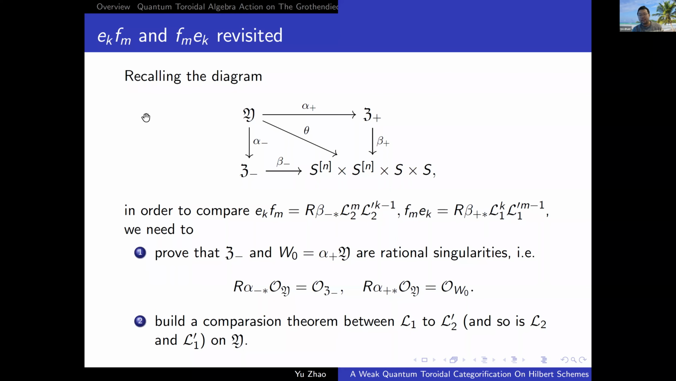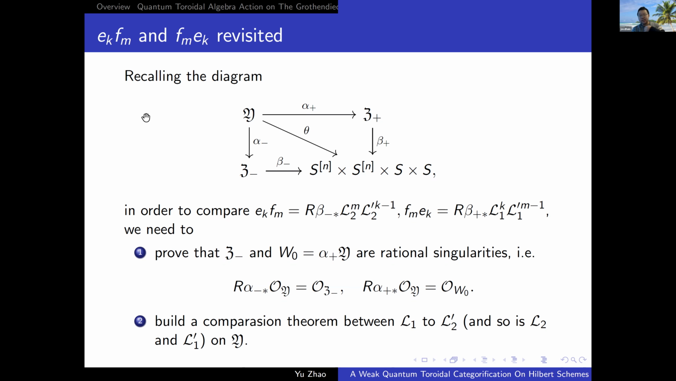First, the comparison of the plus, the minus, and the Y. Actually, what we need to prove is that the minus and W0, which we remember is the one reduced components of the plus, are actually rational singularities. Here we mean that the push forward of the structure sheaf is the structure sheaf, and the higher direct images vanish. So this is the first comparison we need to build.